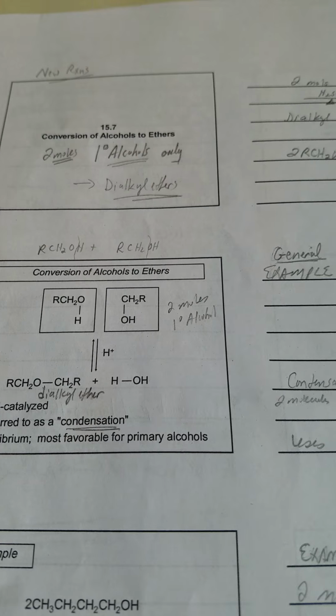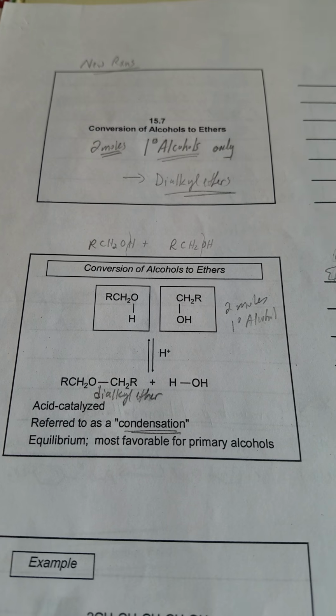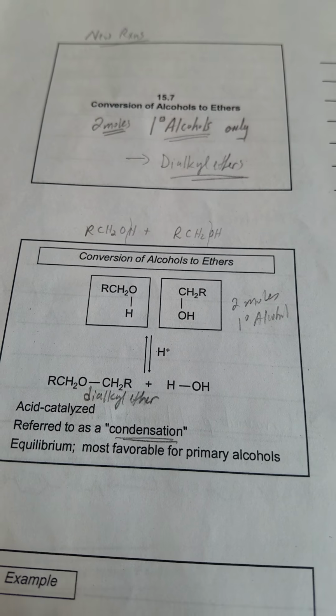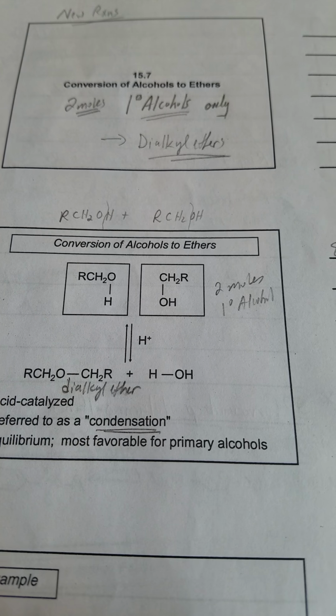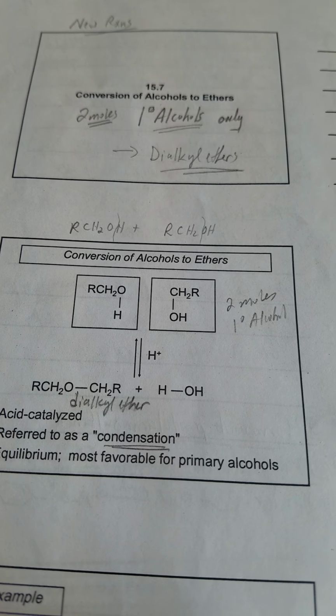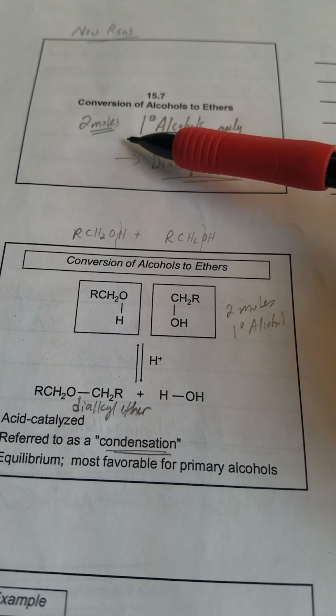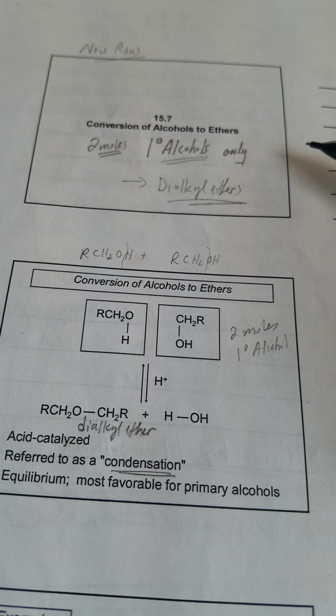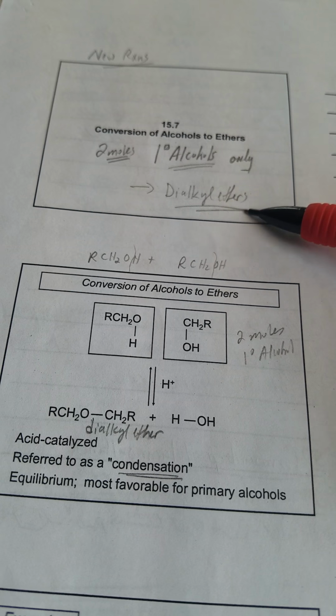So we're going to look at one new reaction on this PowerPoint, and then I'll do a next PowerPoint to do some of the additional reactions. So this first one is a conversion of alcohols to ethers, and this one is going to require 2 moles of a primary alcohol, and you'll make a dialkyl ether.